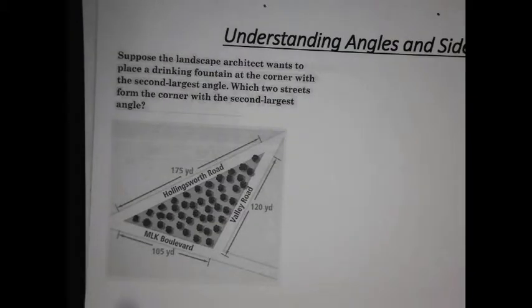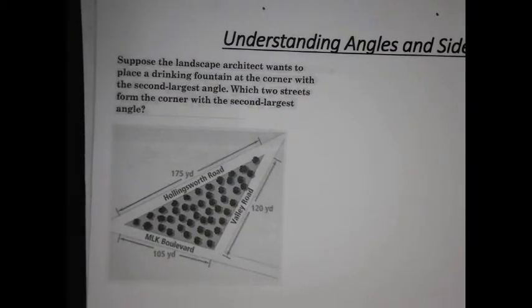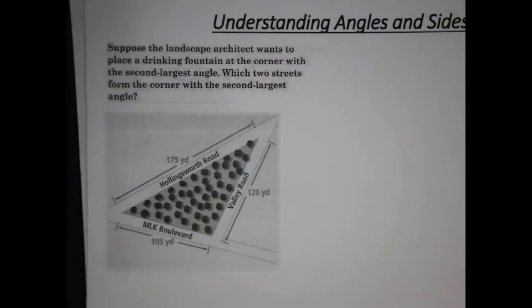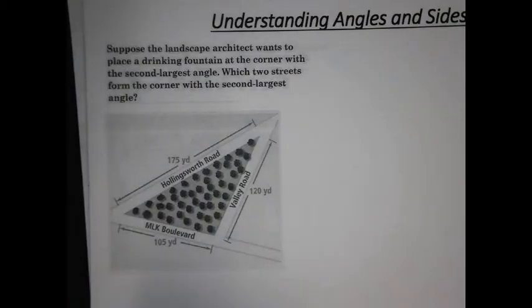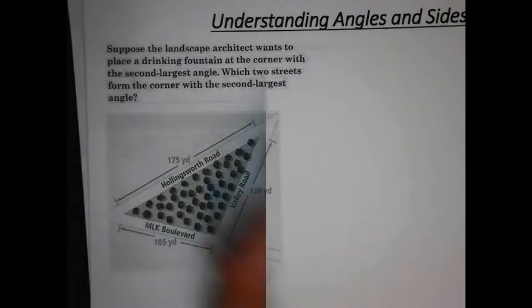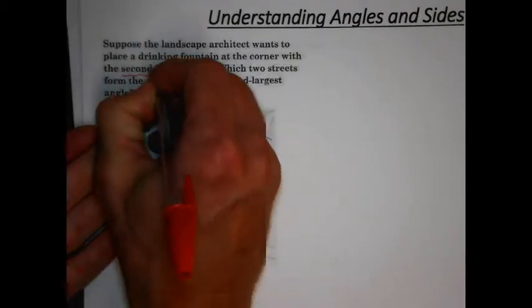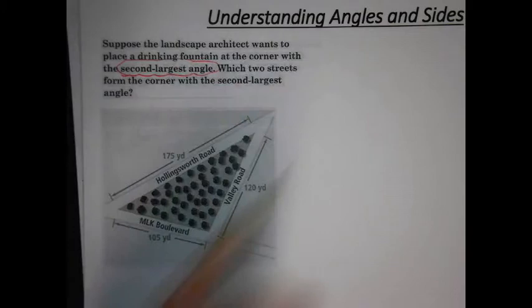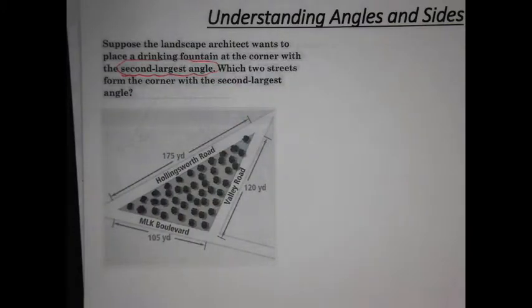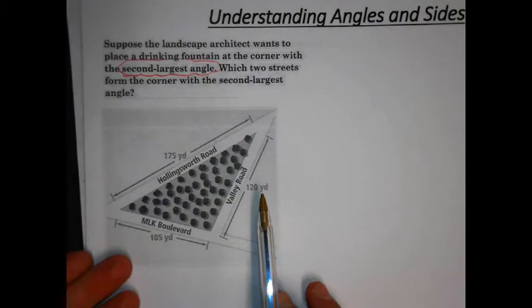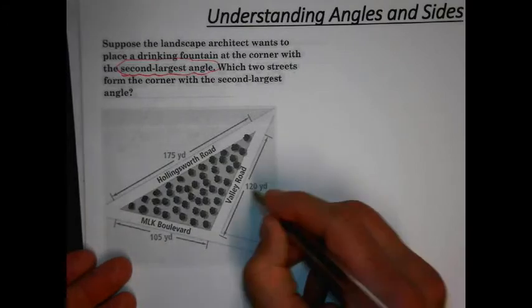Oh, I'm not done with that map, guys. Let's take a look at this next one. Suppose that architect wants to place a drinking fountain at the corner with the second largest angle. Ooh, now I'm throwing in second largest. You have to be careful when you're reading. Second largest angle means I'm going to deal with the second largest side. What is the second largest side? We got 175, 120, 105. 120 is our second largest side.